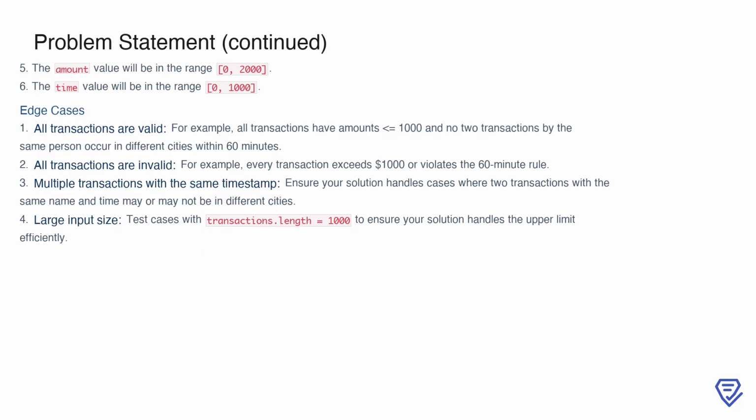For instance, all transactions might exceed $1,000, or several may violate the 60-minute rule. You should also handle cases with multiple transactions occurring at the exact same timestamp, whether in the same or different cities. Additionally, ensure your solution is efficient enough to handle the upper limit of 1,000 transactions smoothly.